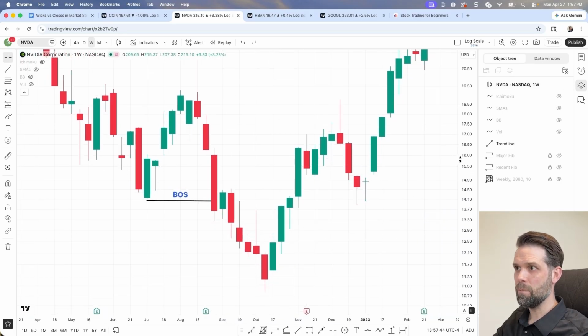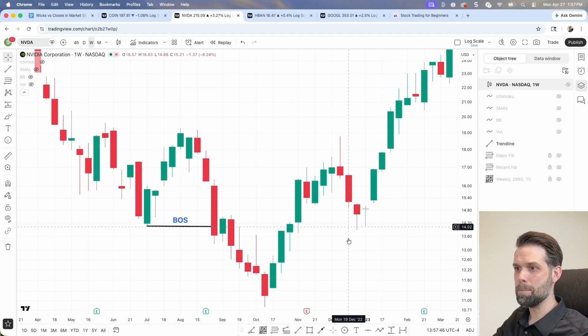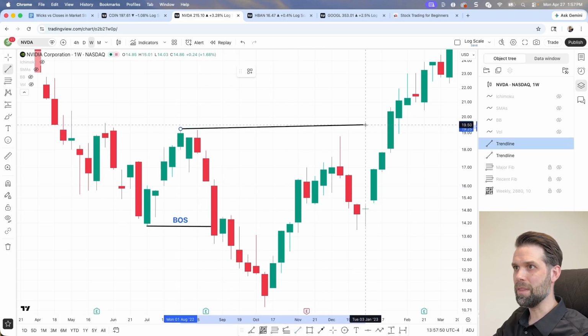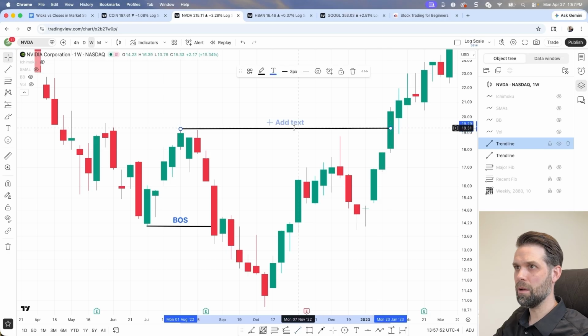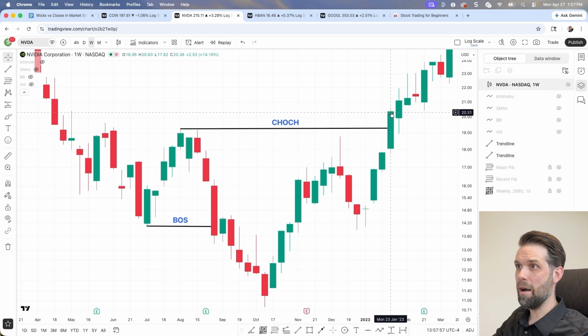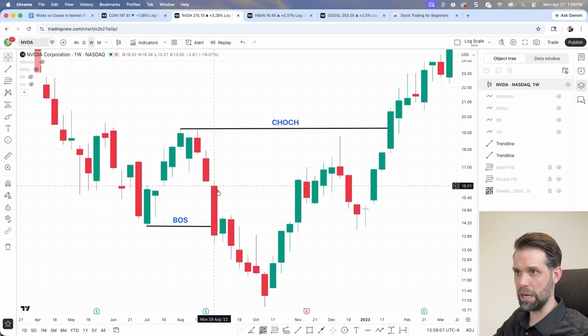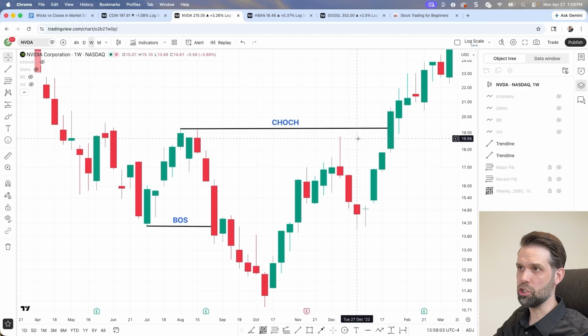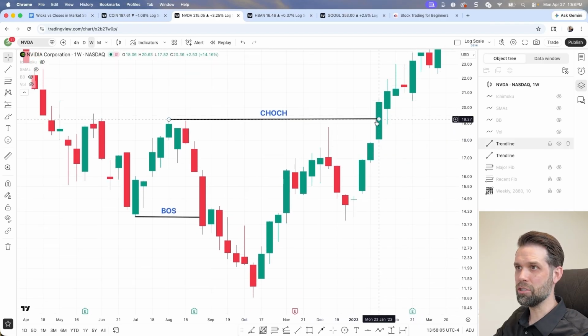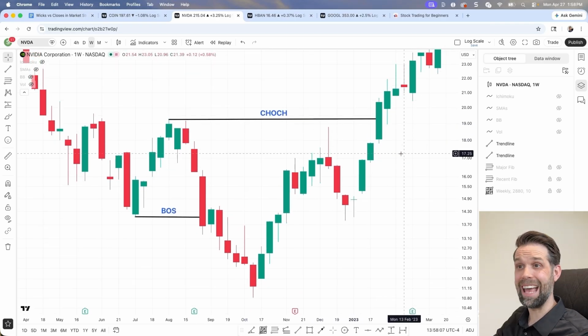And then when we had a change of character, we would mark it off right here. When this green bullish candle closes above this lower high, which is associated with this break of structure, that's your official change of character. That's an official sign that the trend has changed. Market structure is now turned bullish.